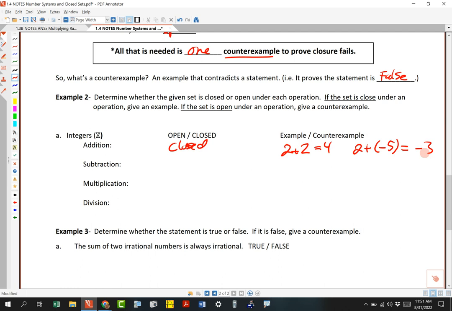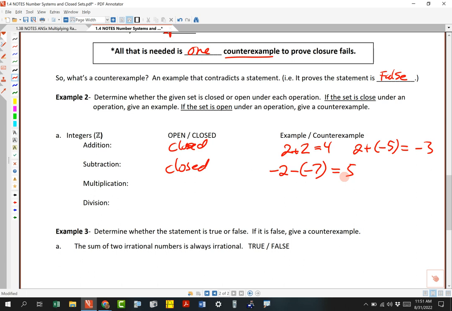Subtraction. If you subtract two integers, do you always end up with another integer? The answer to that is yes, so this is going to be closed. An example would be something like this. Negative 2 minus negative 7. That'd be negative 2 plus 7, so that's going to be a 5. I started with integers, I did an operation with it, and I still have an integer.